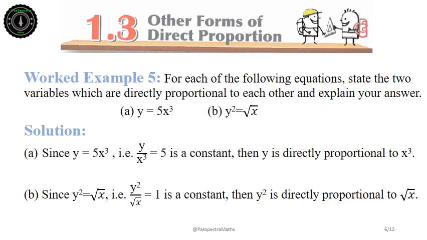So from this discussion we can evaluate these two equations. We have to tell the proportionality between y and x in these two equations. Number one is y equal to 5x cubed, and if we take the ratio of y and x cubed, then it will be equal to 5, which is a constant. So that means there is a direct proportionality between y and x cubed. Similarly, for the second equation, y squared is equal to the square root of x. If we take the ratio of y squared and the square root of x, it will give us 1, which is a constant number. So that means we can say that there is a direct proportionality between y squared and the square root of x.